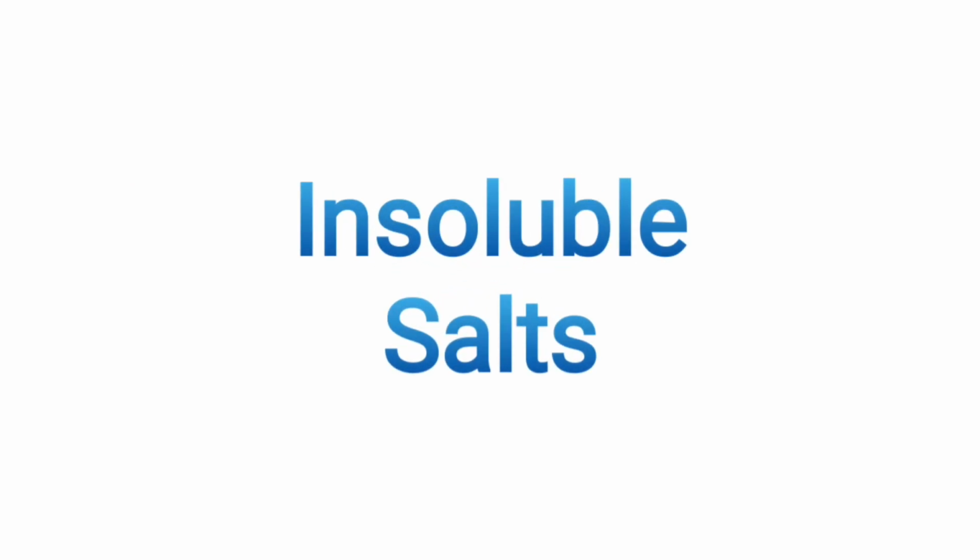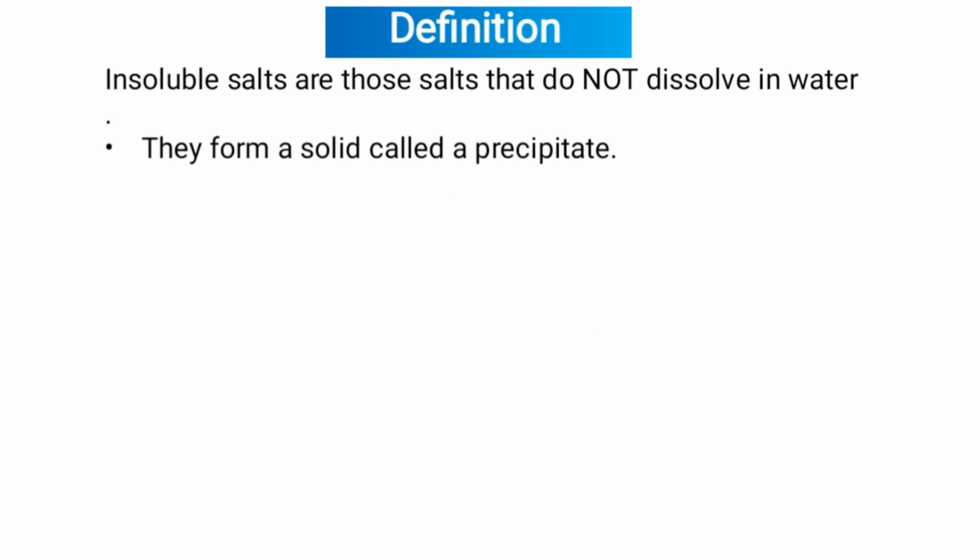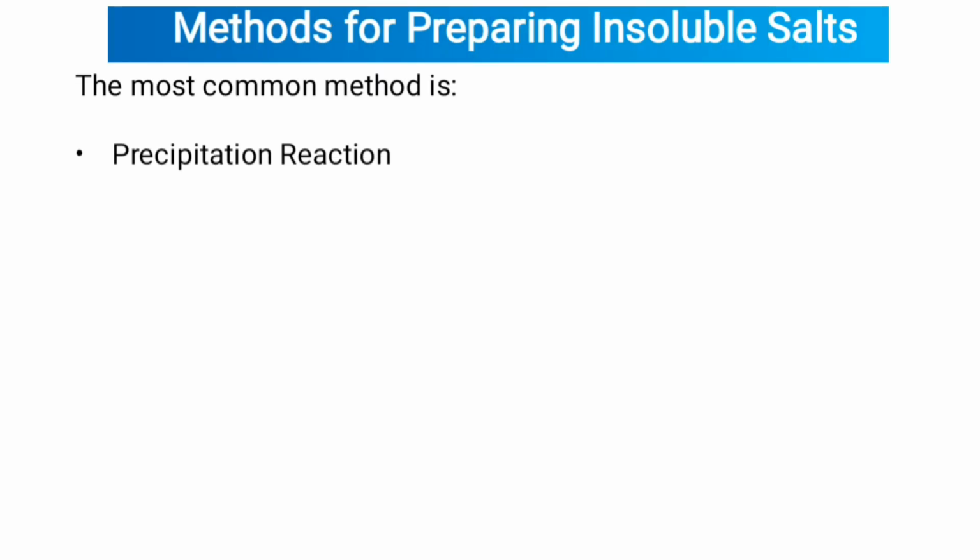Now the second one is insoluble salts. Definition: insoluble salts are those salts that do not dissolve in water. They form a solid called a precipitate. Methods for preparing insoluble salt. The most common method is precipitation reactions.